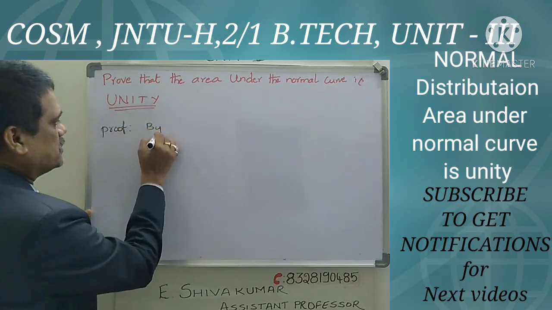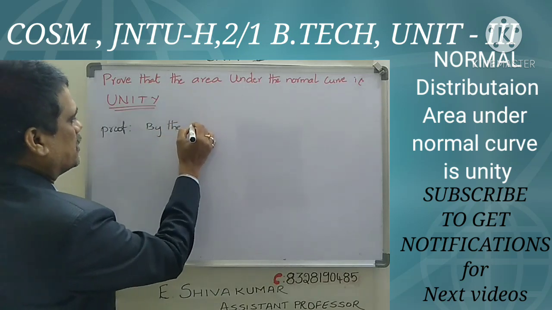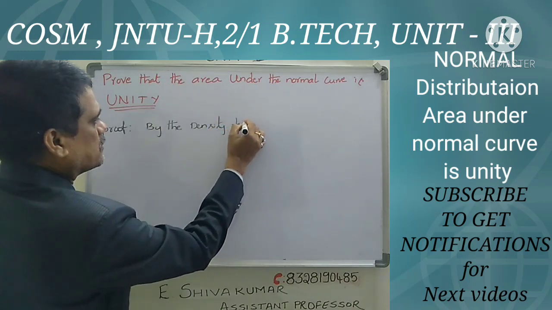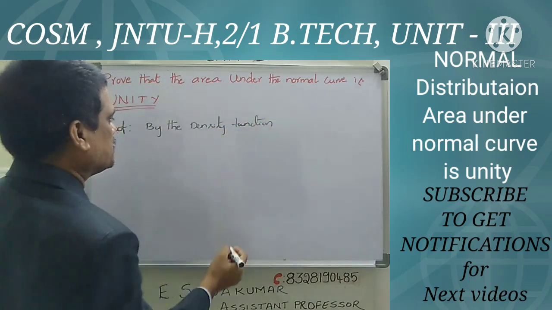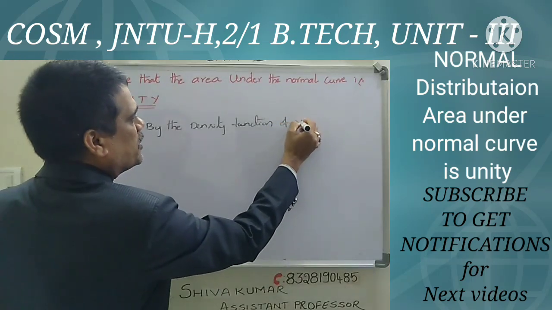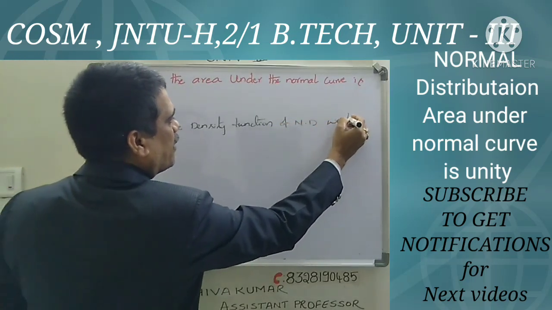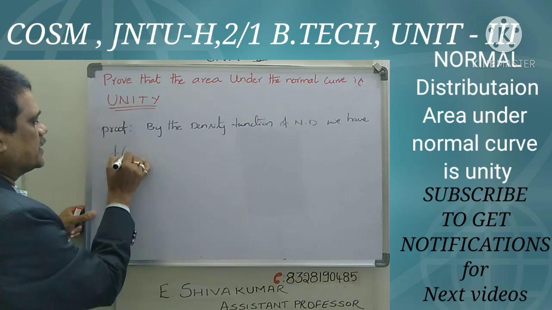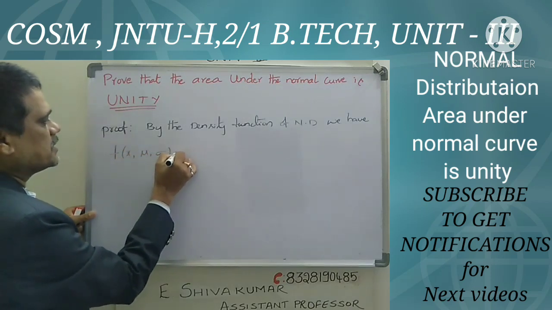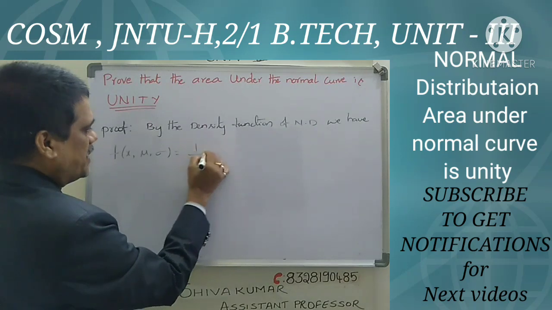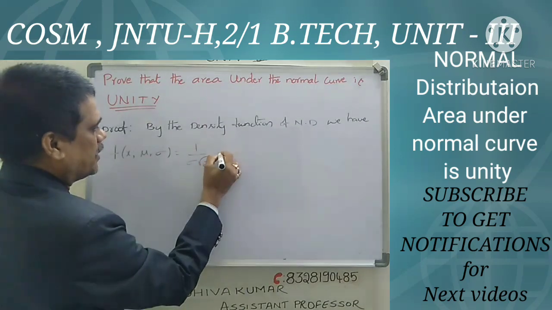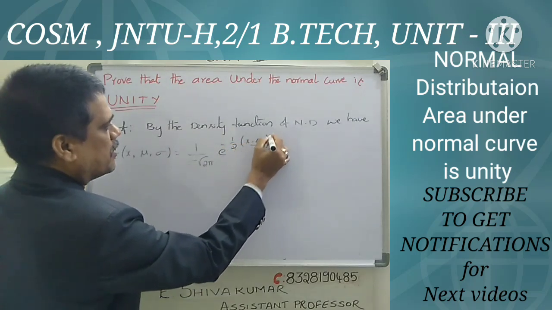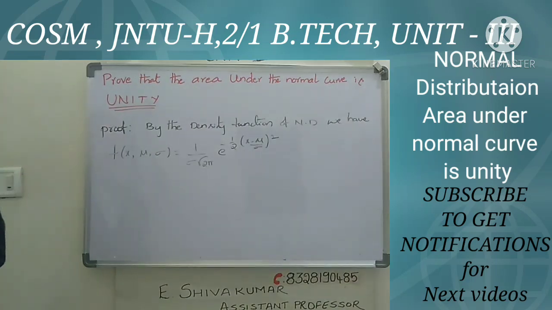By the density function of the normal distribution, we have f of x such that mu comma sigma is equal to 1 by sigma into root 2 pi into e power minus 1 by 2 times of x minus mu divided by sigma whole square.